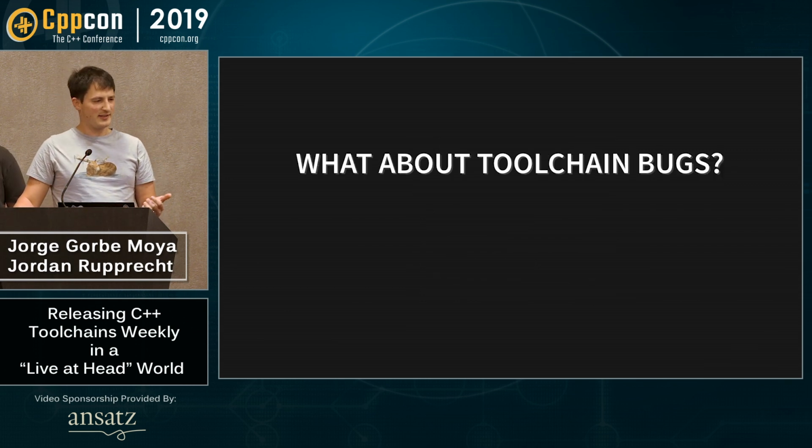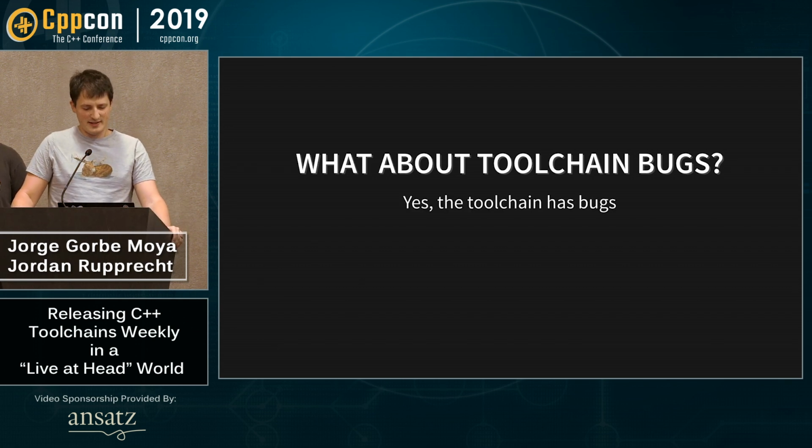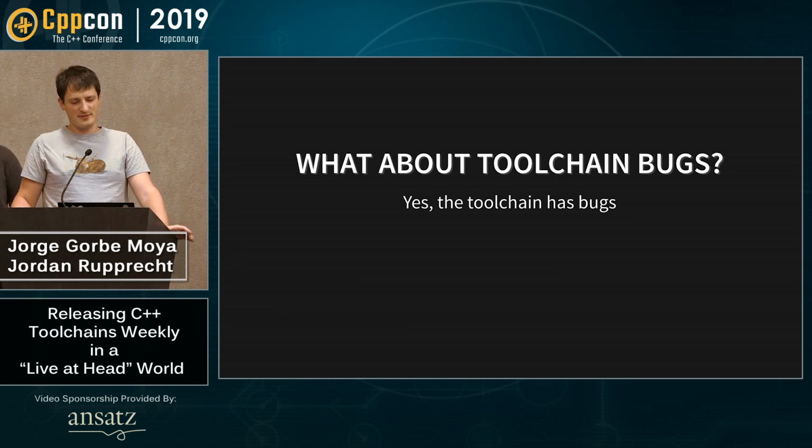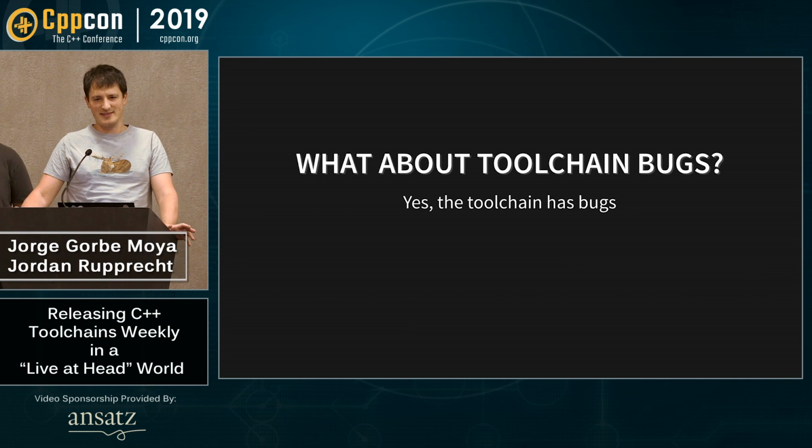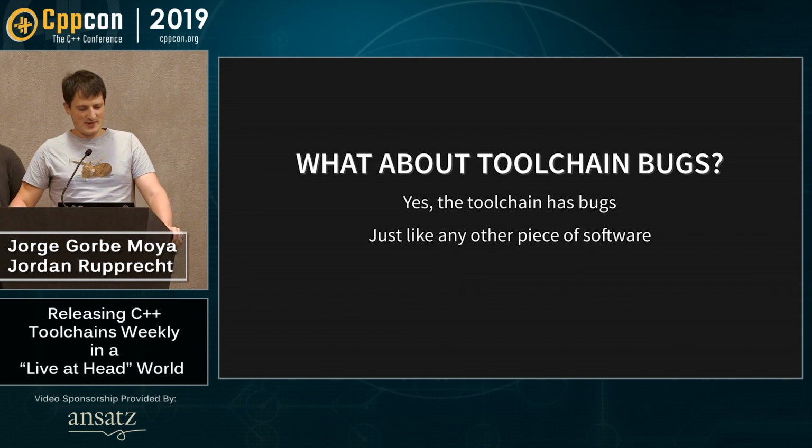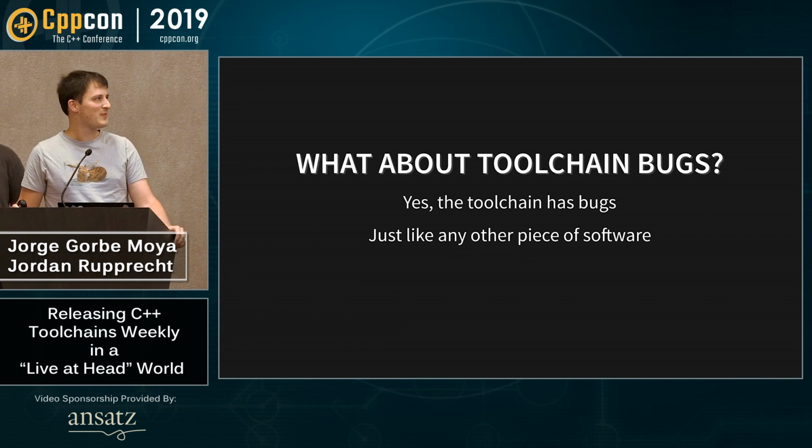But I know you're all thinking, what about all the bugs, right? That's why you aren't upgrading, or one of the reasons you aren't upgrading. And I'm not going to sit here and lie to you and tell you that the compiler and the toolchain is bug-free. I can tell you that it has a lot of bugs. But the reason it has bugs is because it's software, right? And this is just an essential fact that all software has bugs. Your kernel has bugs, the code you write has bugs, and everything in between has bugs.